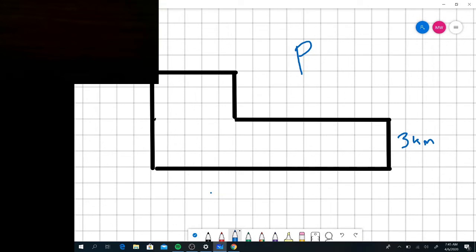3 kilometers, we could count this side, 1, 2, 3, 4, 5, 6, 7, 8, 9 kilometers. 1, 2, 3 kilometers. 1, 2, 3, 4, 5 kilometers. 2, 3, 4, 5, 6 kilometers, and 1. Well, what we could do is add the 5 and the 9 together. 5 plus 9 is 14, and that tells us the length of that bottom line, because it's just the 5 kilometer line added to the 9 kilometer line.